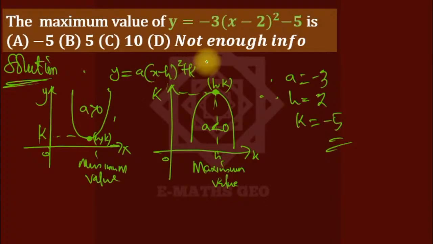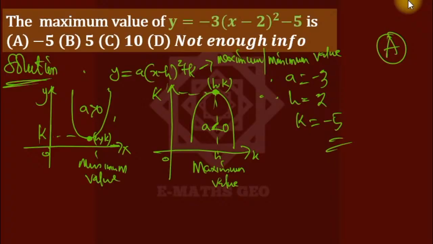So for every quadratic function, k is the maximum or the minimum value depending on the shape. So our answer is option A. So that you don't need to waste time expanding. Thank you.